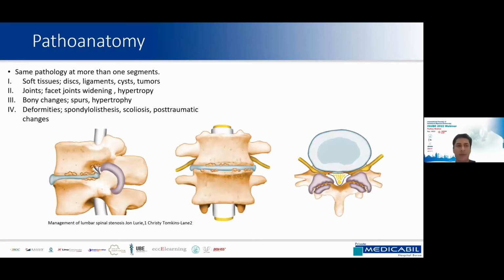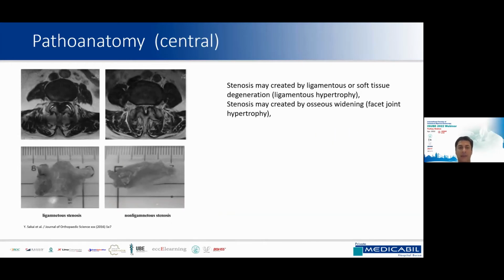As I said before, stenosis can be caused by soft tissues, for example, disc, ligaments, cysts, or tumors, or it can be caused by the joints, facet joint widening or hypertrophy. Maybe we can see bony changes, osteophytes or hypertrophy, and then maybe the deformity can also cause three-dimensional instability.